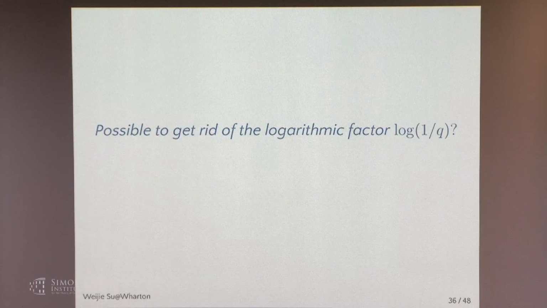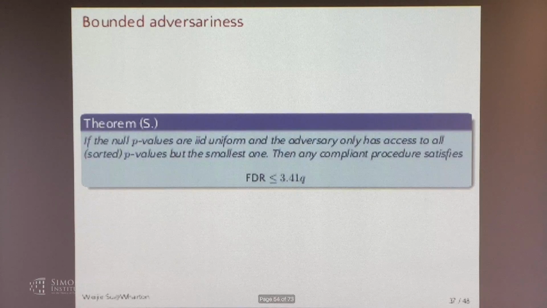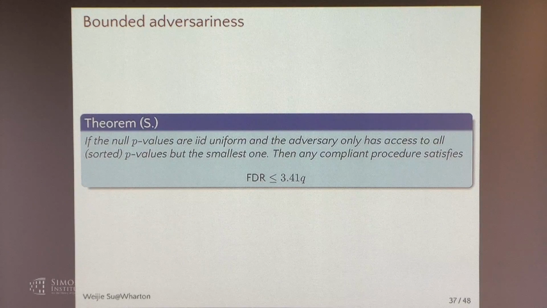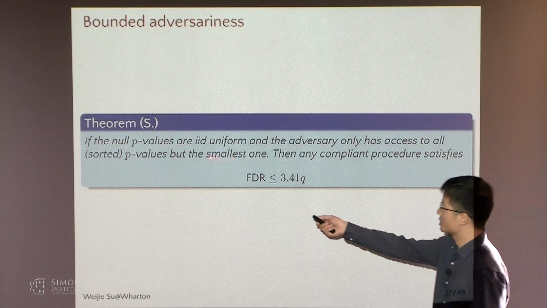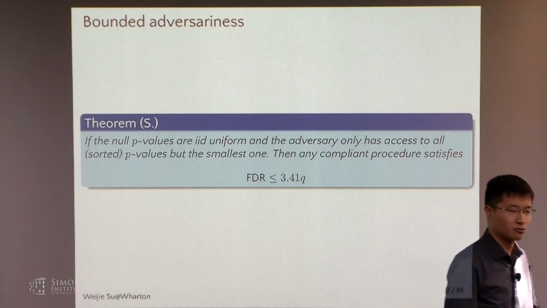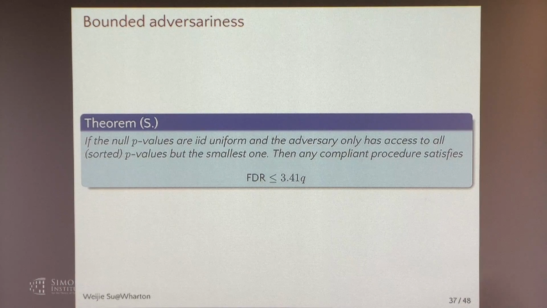Is it possible to get rid of the log factor? It's a little bit annoying. This really comes from the adversariness. If we are happy to bound the adversariness a little bit, meaning that you can still be adversary, but suppose you are masked, meaning that you only have access to all the sorted p-values but the smallest one. This is exactly the case where you cannot perform Bonferroni correction. In this case, you will be fine. FDR is bounded by 3 times Q. So that's really about the adversary looking at the smallest p-values.